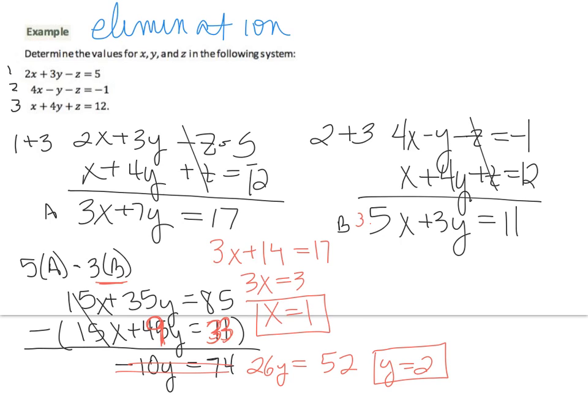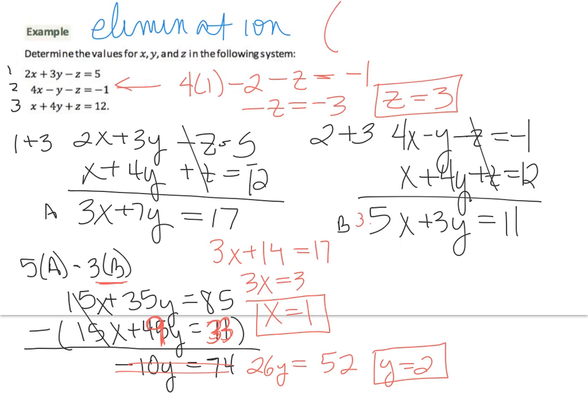And then last but not least, let's plug it into one of these equations. So 4 times 1 minus 2 minus z equals negative 1. Negative 1 minus 4 plus 2. Negative z equals negative 3. Z equals 3. It's glorious. Write your answer in alphabetical order: X, Y, Z. Isn't that wonderful?